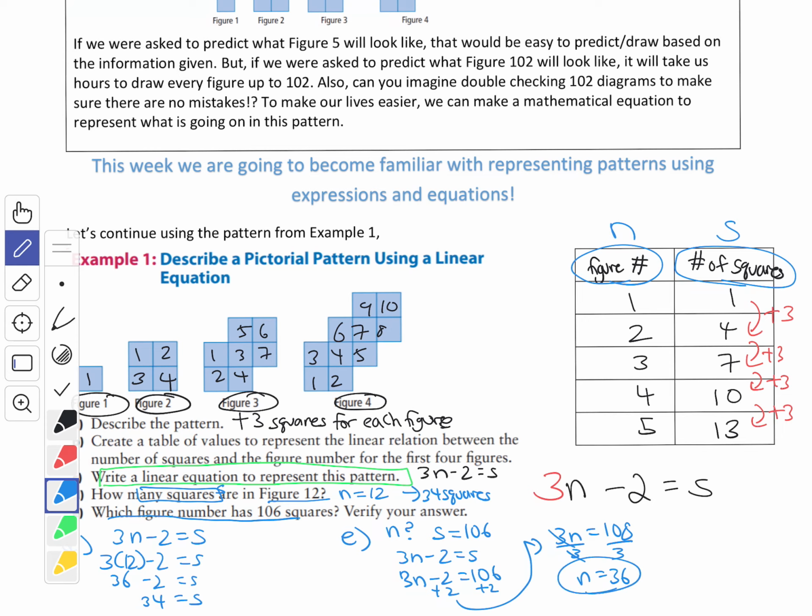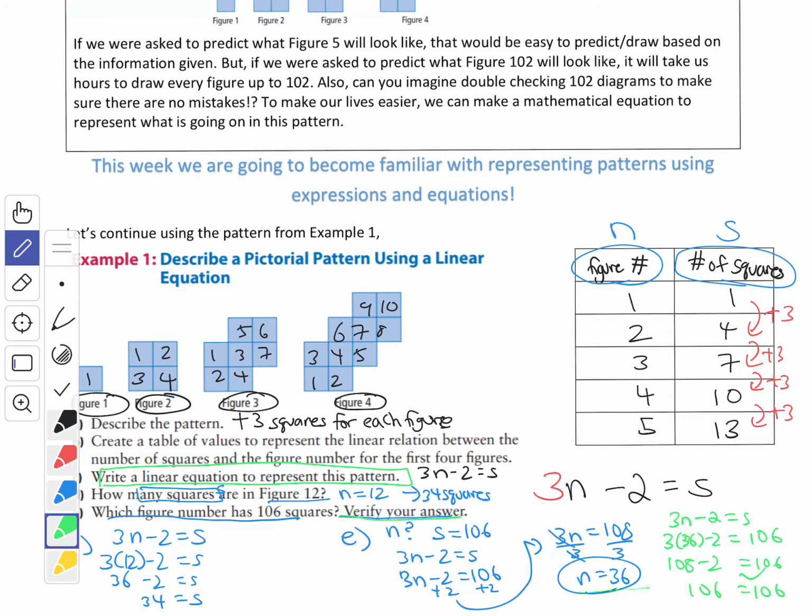So figure 36 has 106 squares. But I'm not done because it says to verify my answer. And I'm going to verify using the method that we used before. So I'm going to say 3n minus 2 is equal to s. Okay, when n is 36, I'm going to verify and see if s is equal to 106. So 3 times 36 gives us 108. Minus 2 equals 106. 106 is equal to 106, so it is verified. So figure number 36 has 106 squares.